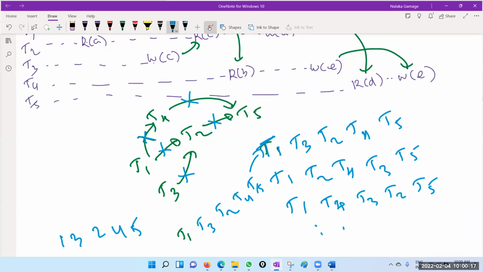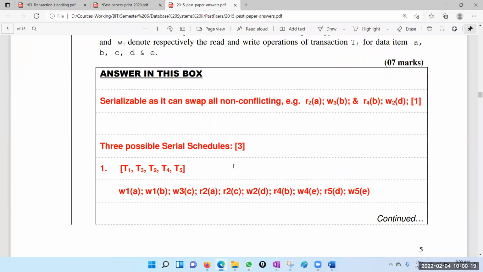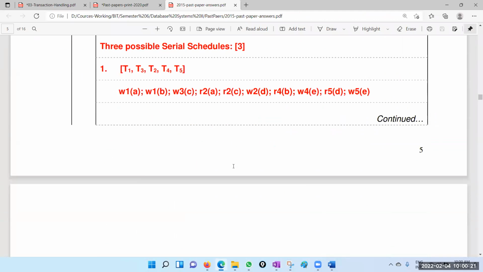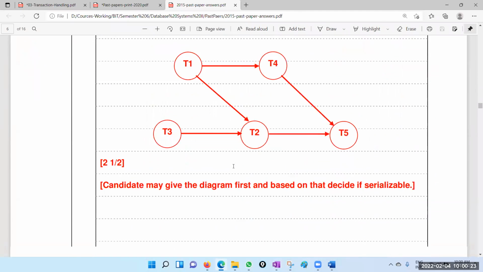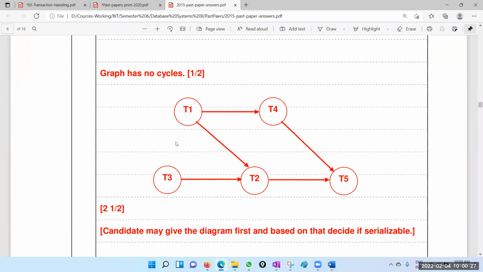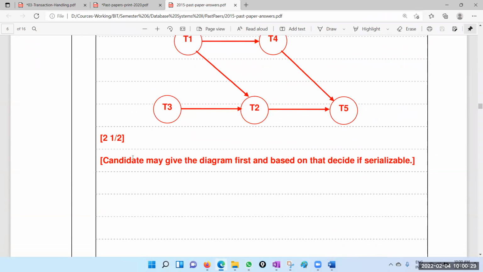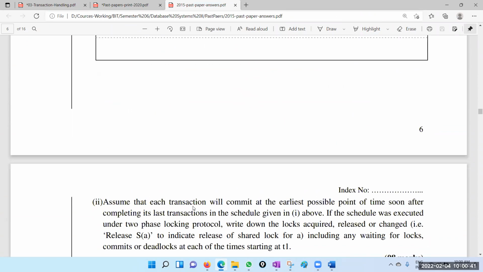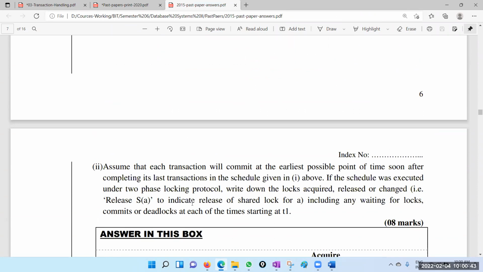Right. So next question, next part of the question. The diagram is given here. The candidate may give the diagram first, and based on that decide if it is serializable. Actually, that is what we did. We first draw the diagram and we did it based on that because that is the easier approach. Okay. Right. Now, next one.